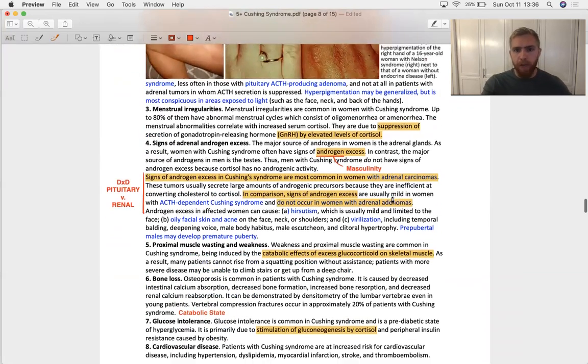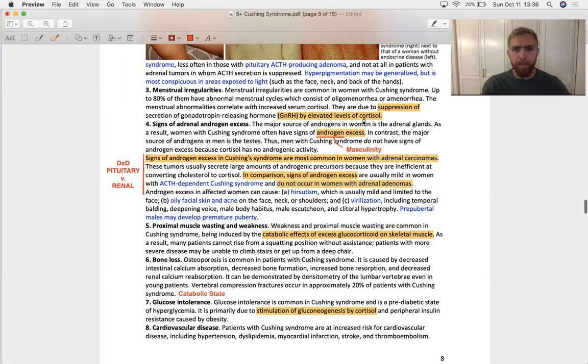What other symptoms do we get in Cushing's? Well, you're going to see suppression of the GnRH axis, gonadotropin releasing hormone. And so that goes to follicle stimulating hormone and luteinizing hormone. And so female patients with Cushing's might show menstrual irregularities, amenorrhea, oligomenorrhea, because you need FSH and LH in order to initiate that process.